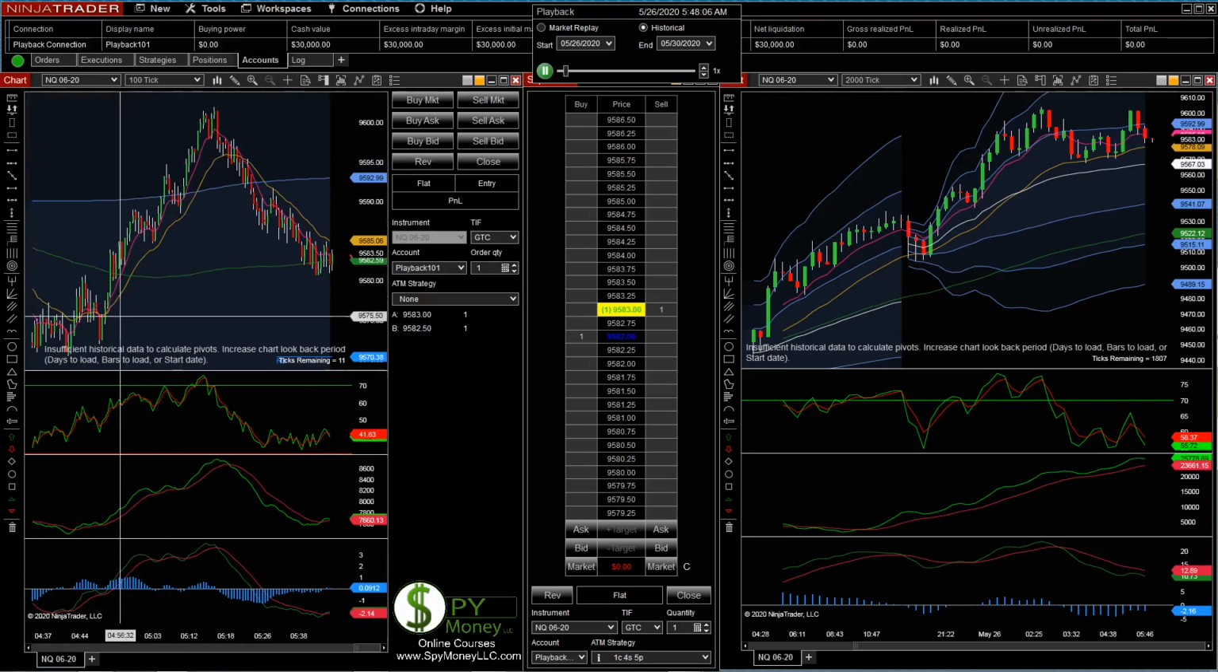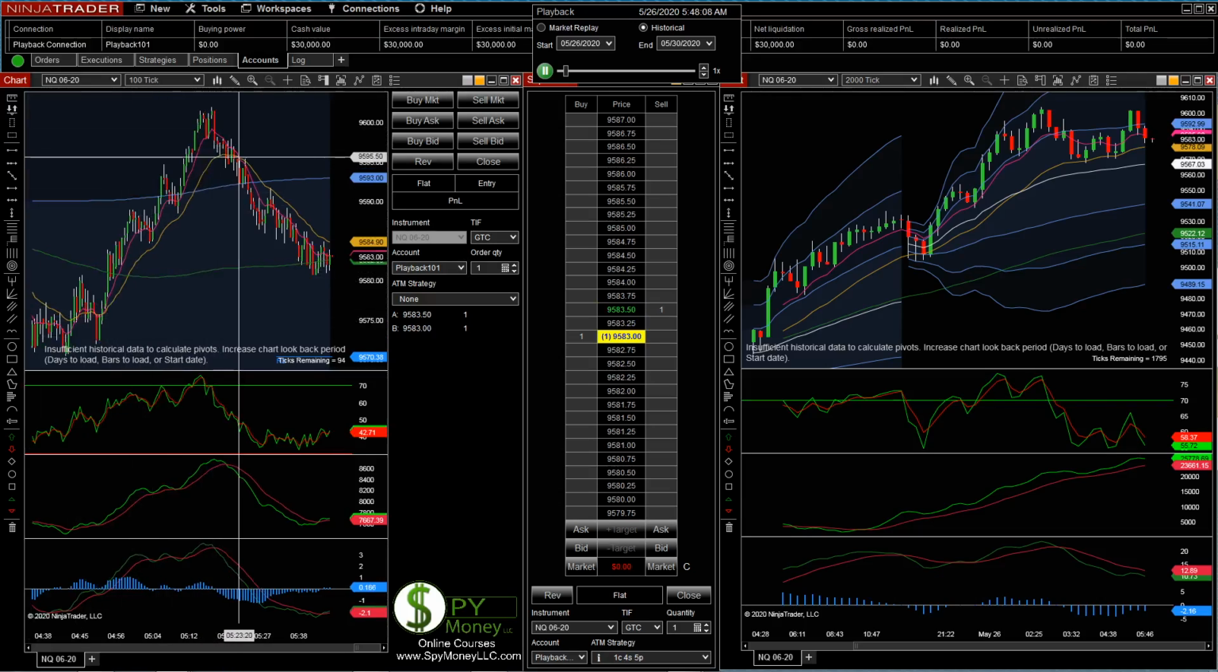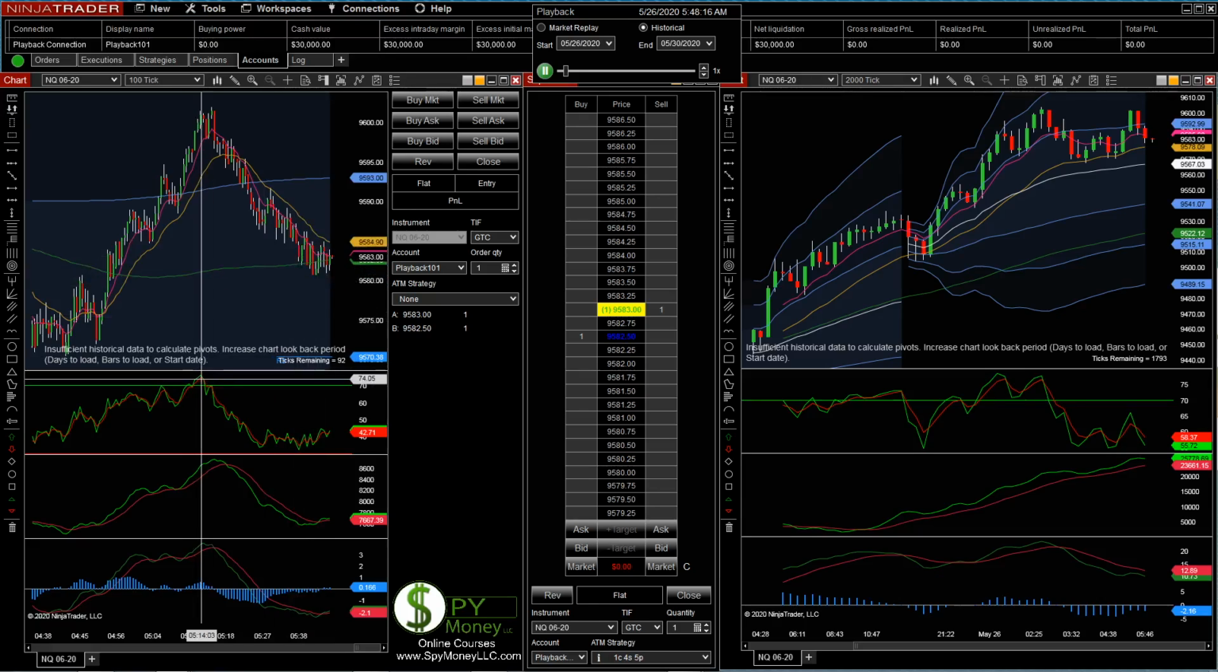But looking at your 100, you would have got in. And then also when it came over here, on your cross, you could have gone ahead and got in a short here as well until it came on down. So if you look at your RSI, you can see the RSI was overbought at that point.